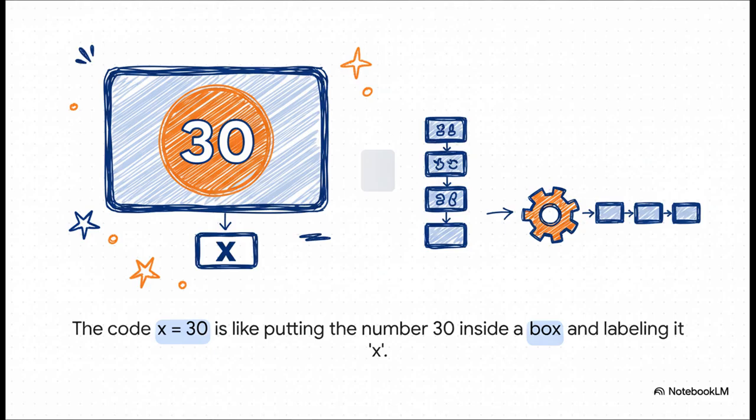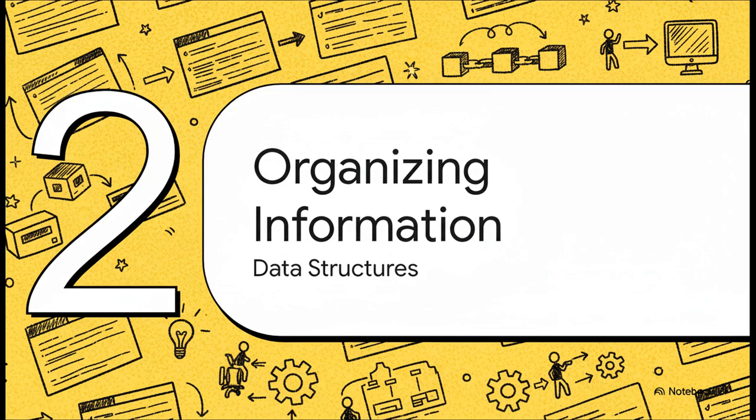Simple as that. Okay, so storing one thing at a time is great, but let's be real, life is usually more complicated than that. We almost always have lots of related pieces of information we need to organize. So let's look at how we can group all that information together using what are called data structures.